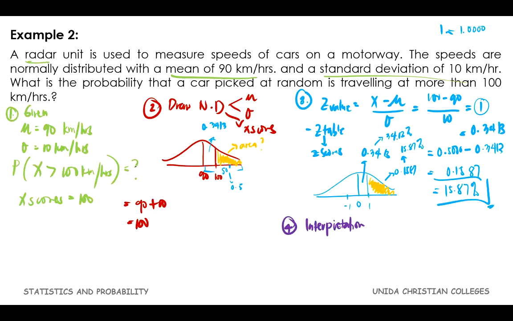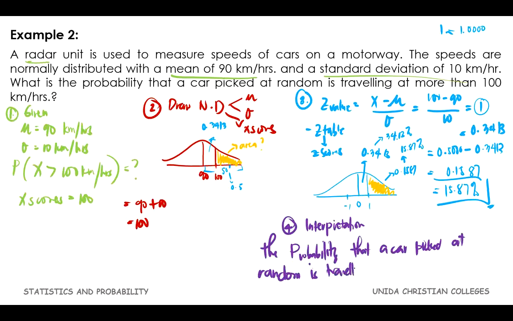Okay, our interpretation is, what is the probability that a car picked at random is traveling at more than 100 km per hour is 15.87%. Okay? So that is our example number 2. Example number 3.